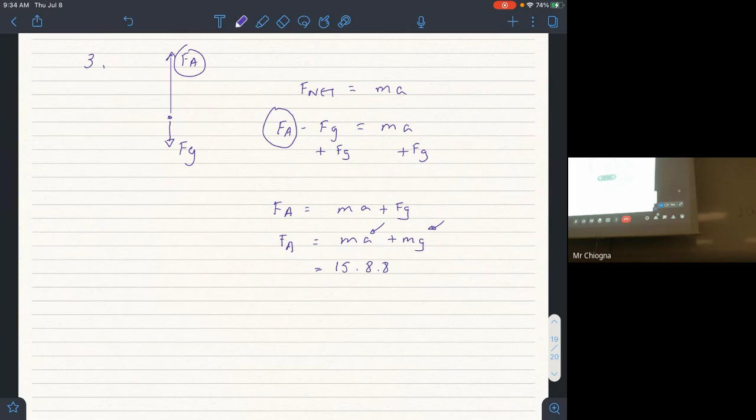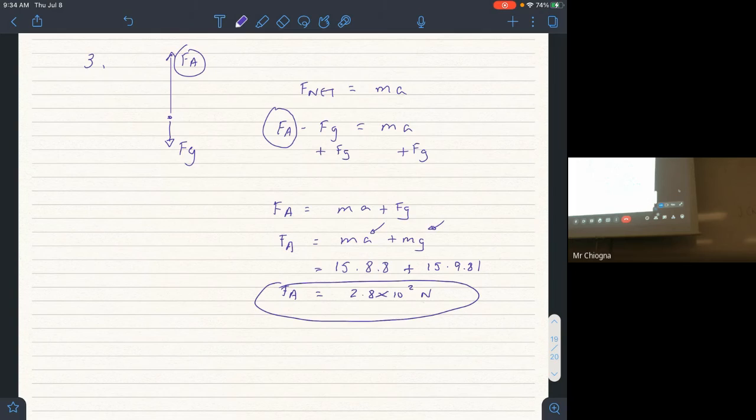Okay. So 15 times 8.8 plus 15 times positive 9.81. Just use absolute values with this equation. It'll work out. So that is 132, plus 147. Good. So this is 280. And the question is just the magnitude. That's all you need.